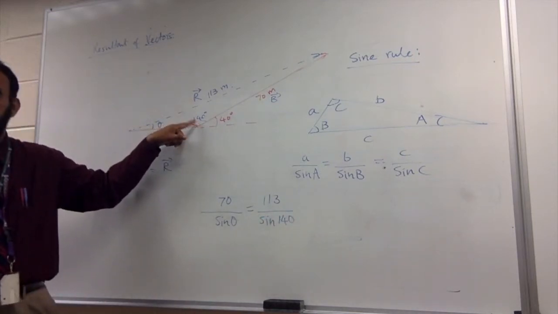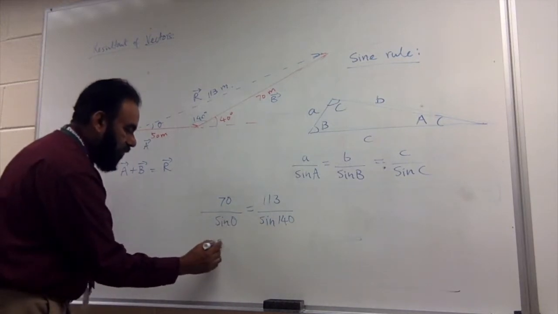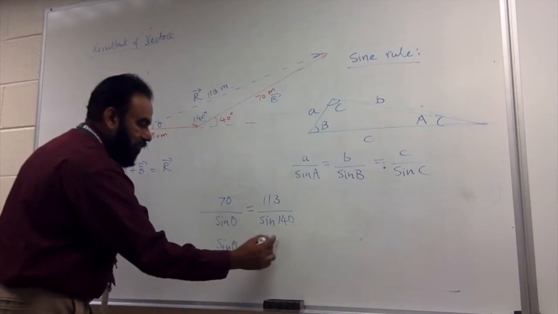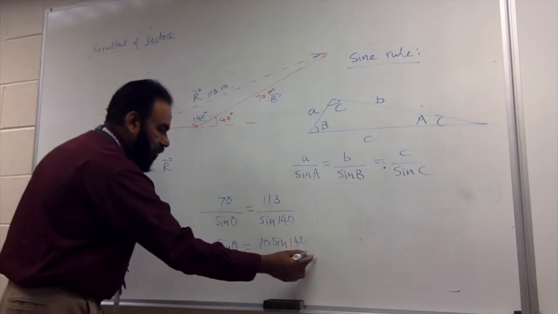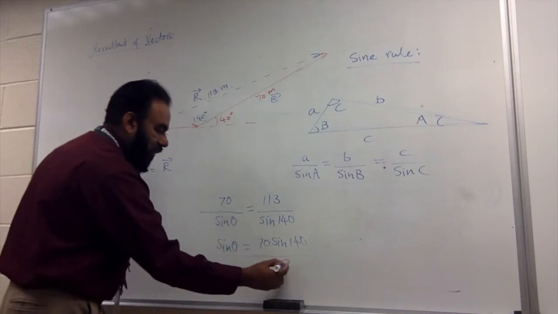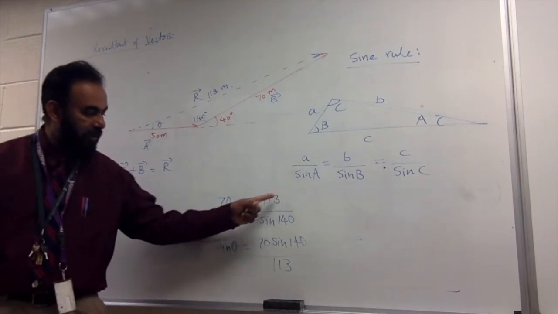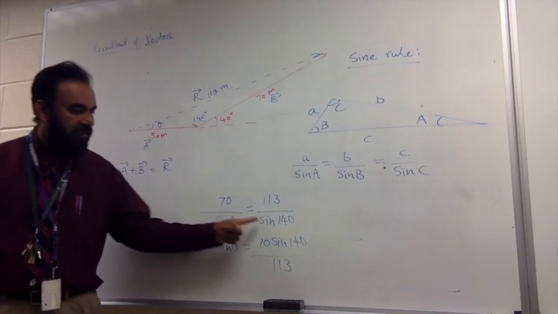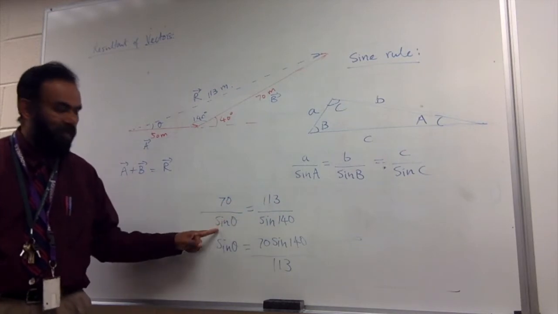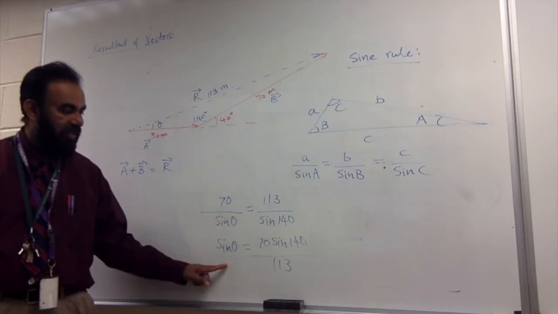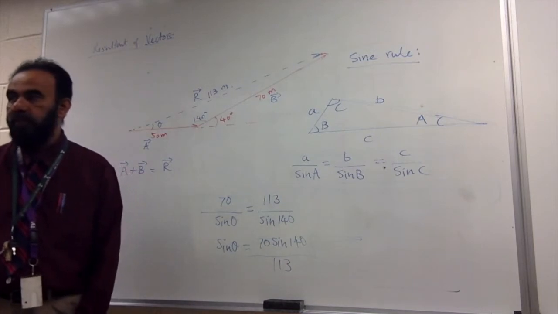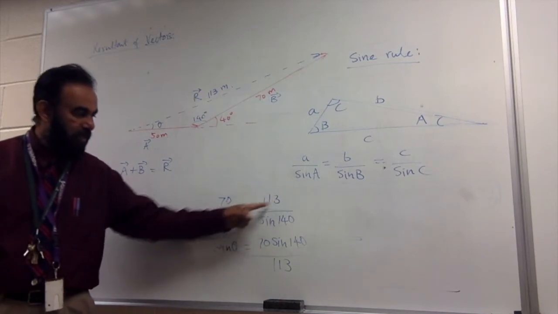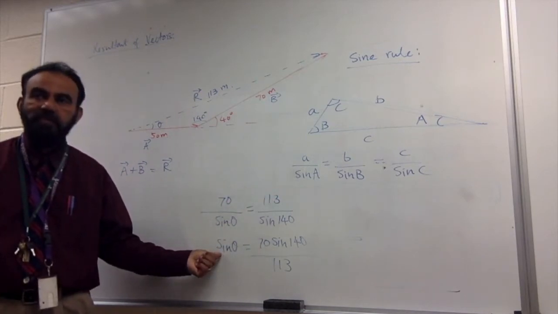This angle. Yeah. And then cross multiply this and you get 70 times sine 140. Everyone must do this on the calculator. Divide by 113 now. How did I get this one? I cross multiplied and I singled out sine theta. 70 times sine 140 is 113 times sine theta. So what is sine theta alone? It is that divided by 113. You know what cross multiplication is? So cross multiply, write it down, and then single out the sine theta, and you get there.